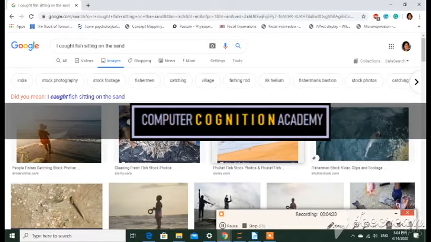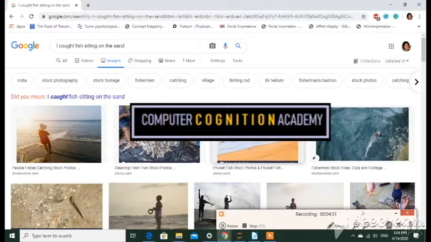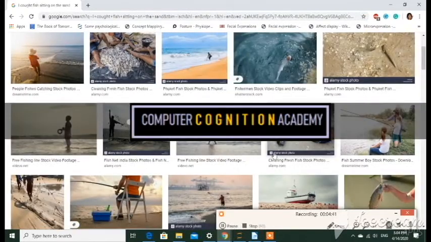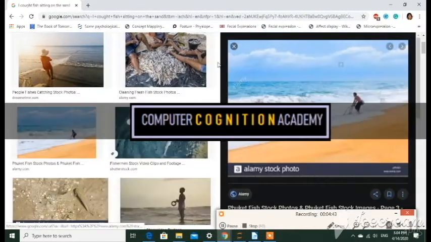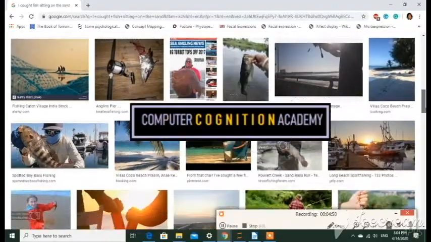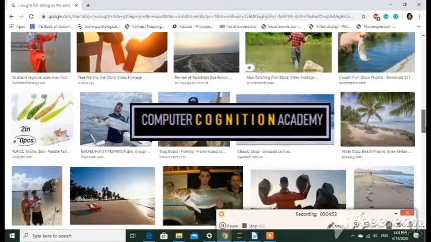Okay, let me add some background. I caught fish sitting on the sand. So here we see sand is separately displayed sometimes, and sea, sand, and person are displayed in one picture, but not the activity. Here is one man doing the activity. Here is a man catching fish, standing on the sand, not sitting on the sand. So these pictures do not match what we typed.